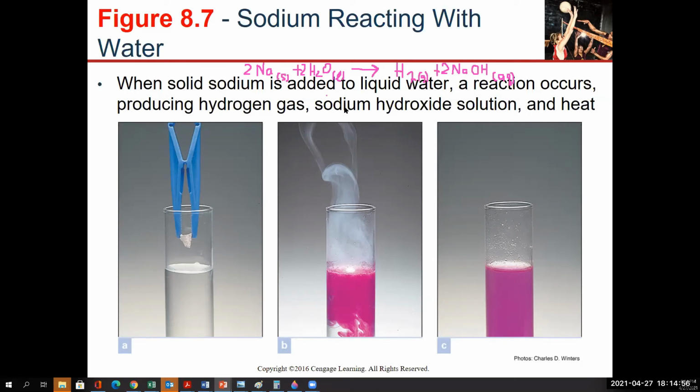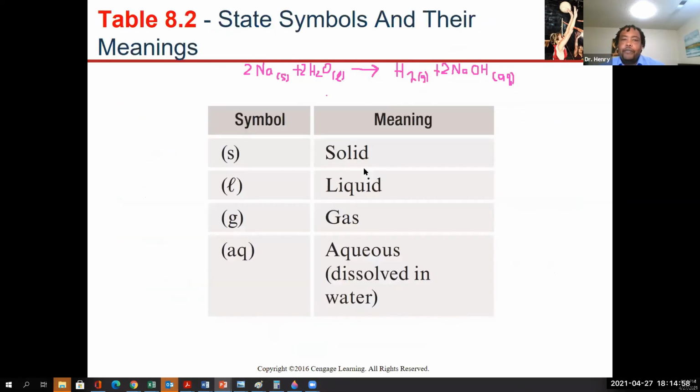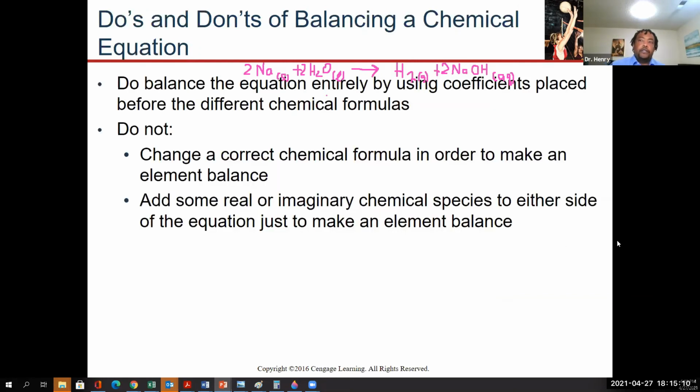Yes. Okay, so let's make it harder. This basically is those symbols that I was telling you about: the S, the L, the G, and the AQ. Aqueous basically means dissolved in water. Do's and don'ts of chemical reactions. We've talked about this. You can't just make stuff up and throw things in there because things aren't balancing out, right? So you've got to have stuff that's really there.